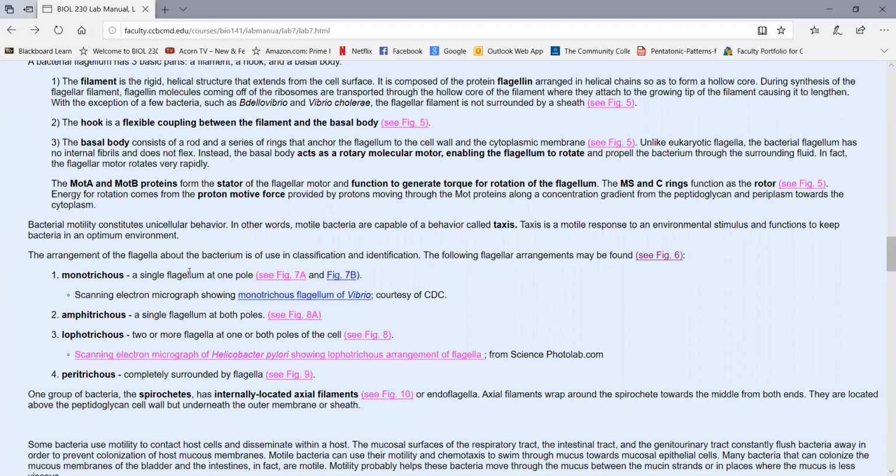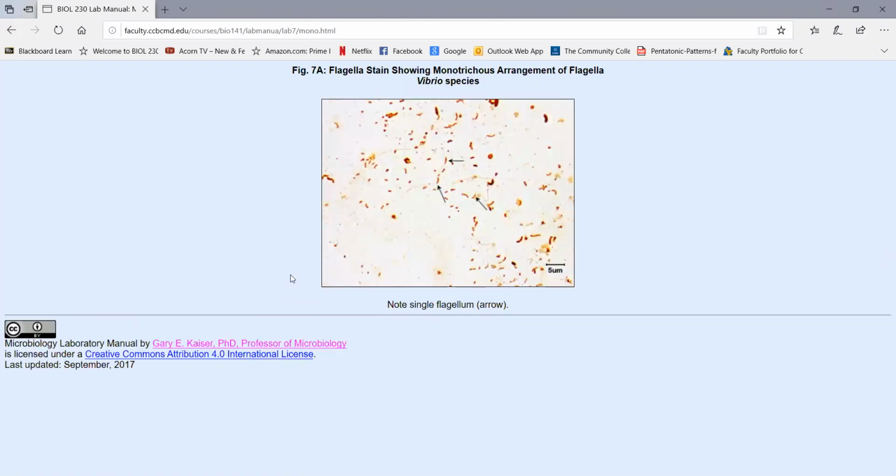So here we see some photomicrographs of these bacteria. Figure 7a shows you a Vibrio species that has a monotrichous arrangement. So here we see the little curved Vibrio with a single flagellum. There's another one up here, another one here that has a flagellum. So you'd recognize that as a monotrichous arrangement.